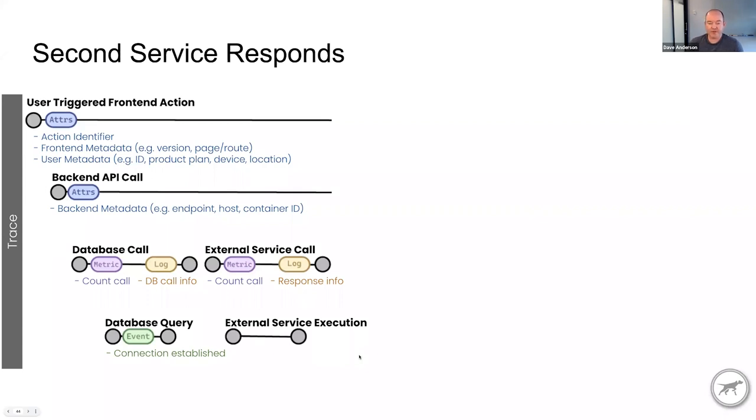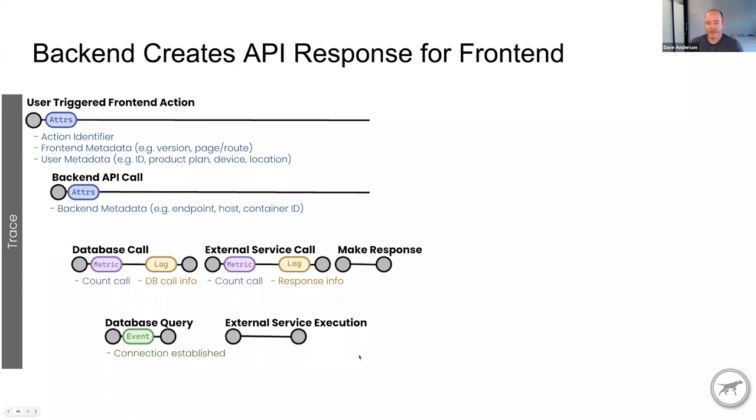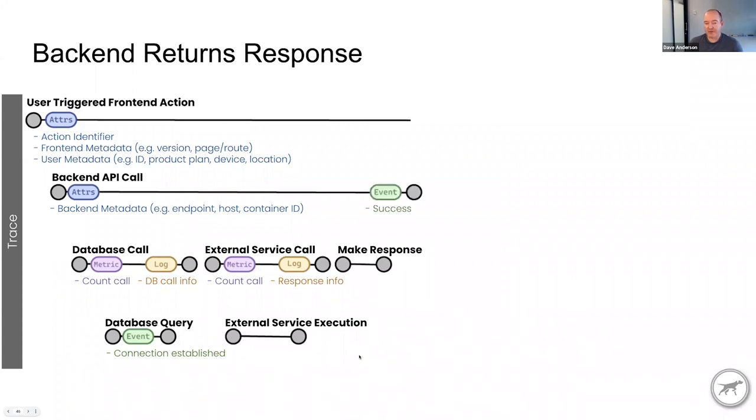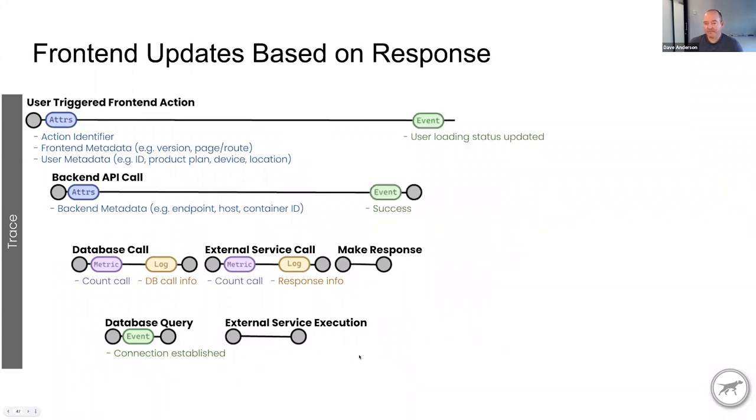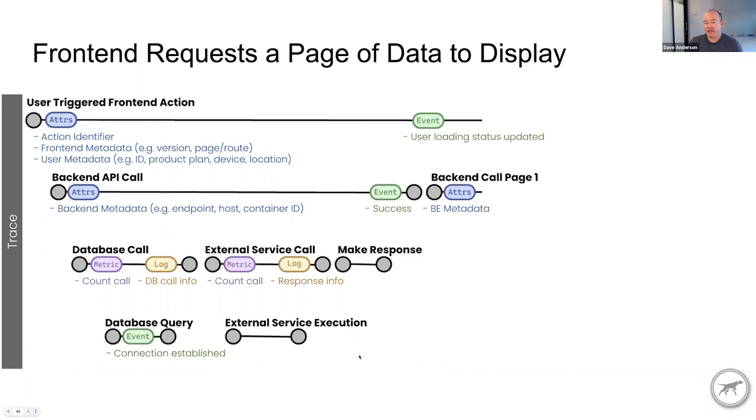So that external service execution returns, we can log that as well. We've made the response and we send that back to the back end, and that goes back to the front end. But maybe the front end action is not completely done yet, and it needs to make another back end call, right? So we've still got that top level front end action with the action identifier that is actually attached to all of these other calls, the first backend API call, the next database call, the database query, the external services. And in addition, now we're making a second backend call, maybe to load a paginated list of data on your application.